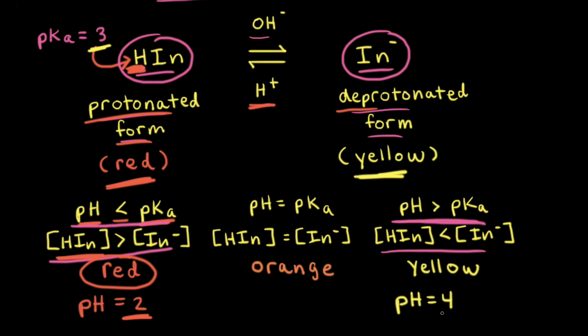Or, as I have written here, the concentration of the weak acid is less than the concentration of the conjugate base. So at a pH of 4, we have a lot more of the deprotonated form, which is yellow, than the protonated form, which is red. And since we have more yellow than red, the solution would be yellow.